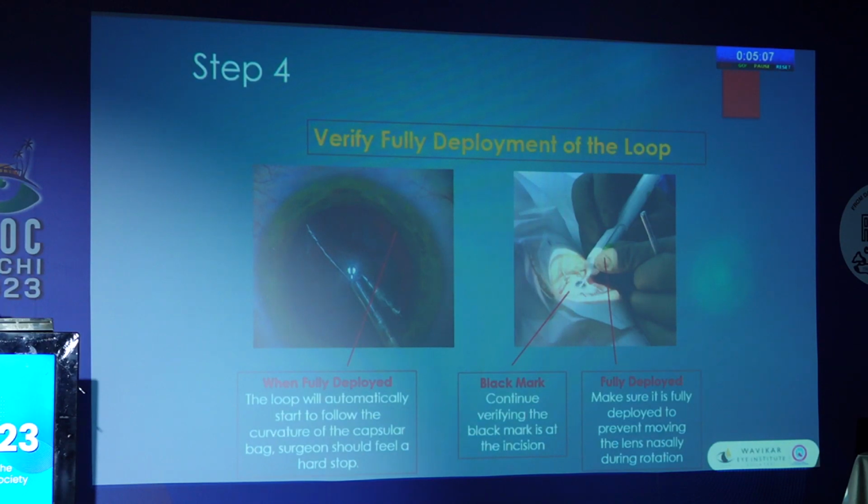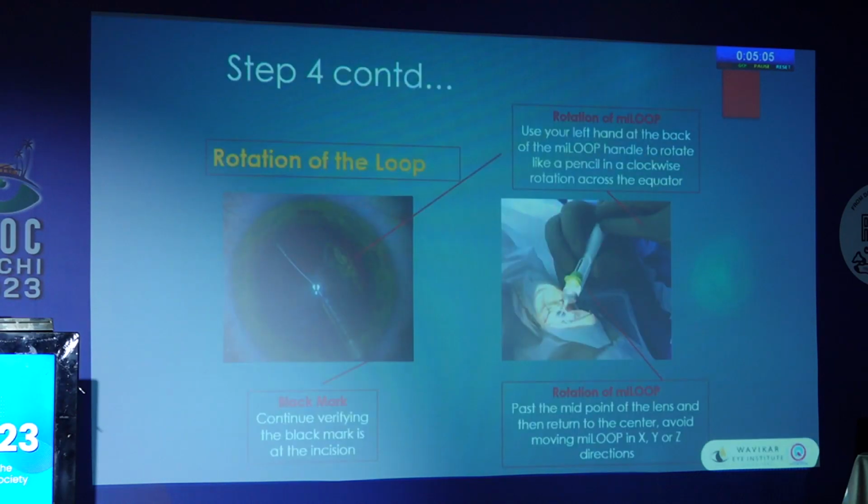Over here, one of the most important things is to look for the silver reflex. You can see that a red mark is there. That is a silver reflex. That is basically the lower arm of the nitinol loop, which is coming. That has to come right below the part of the loop in the anterior chamber, and then only you go for cutting.